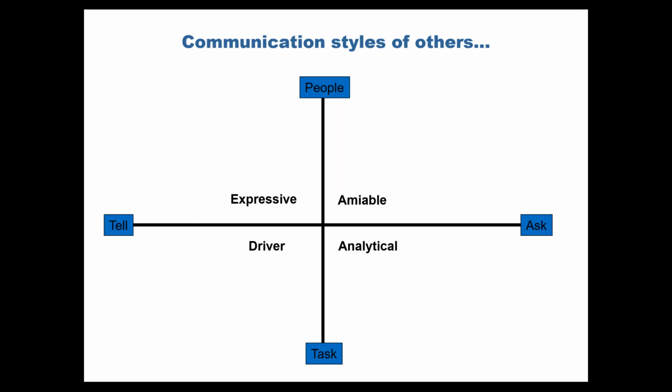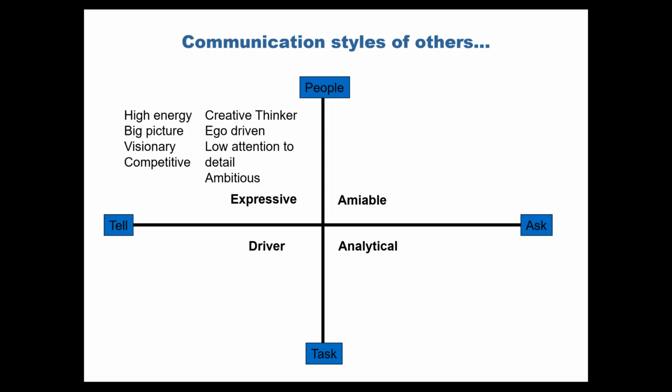Okay, so let's talk about each of these 4 archetypes, each type of audience member sitting and listening to your talk. First, the expressives. The expressives tend to be high energy. They're big picture people. They like exploring big ideas. They're visionary and they're competitive. They actually are creative. They tend to be ego-driven, and they tend to have a low attention to detail. So they tend to be very interested in the high-level part of your talk and the introductory part of your talk, and they're going to kind of get less interested as you go into the details.